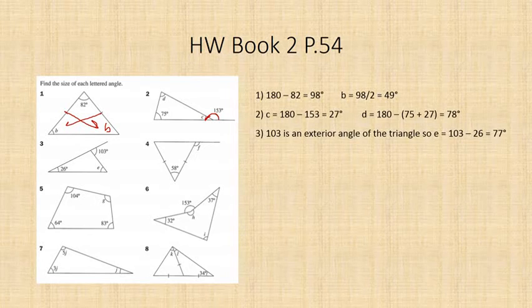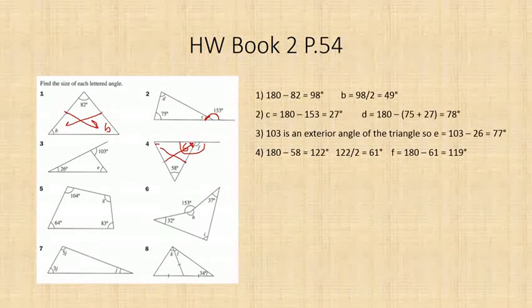And for question 4, this angle is equal to this angle. So all you are going to do is just subtract 58 from 180. It's going to be 122. And then divide it by 2. So it's going to be 61. So if this angle is 61, can you find me F? Yes, it's very easy. It's going to be equal to 119 because 180 minus 61 equals 119.